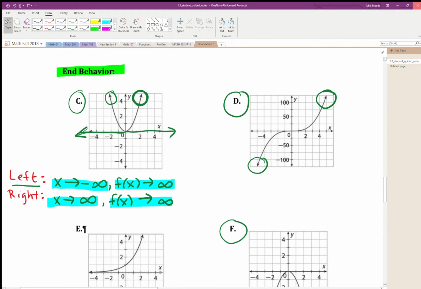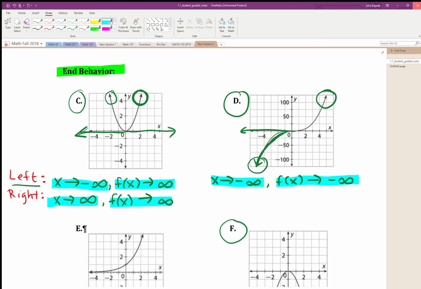Okay, now we'll go ahead and look at the next graph. Again, we need to first describe the left of the graph and then the right of the graph. So left, the way that we write that again is as x goes to negative infinity. So as I go to negative infinity on the x-axis, I can see that my graph is going downward to negative infinity. So we would say f of x goes to negative infinity. Okay, so that's the left, saying as x goes to the left, my graph is going to go downward to negative infinity.